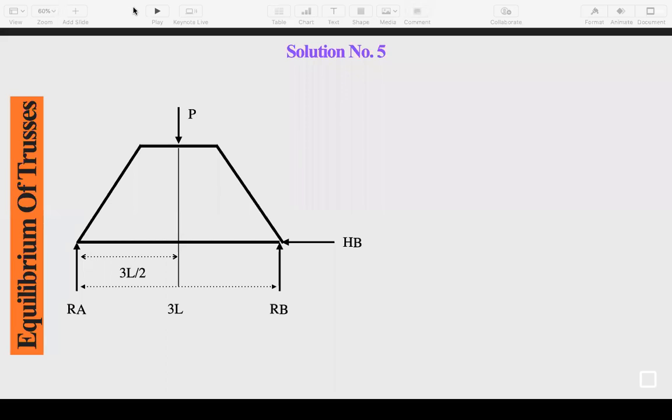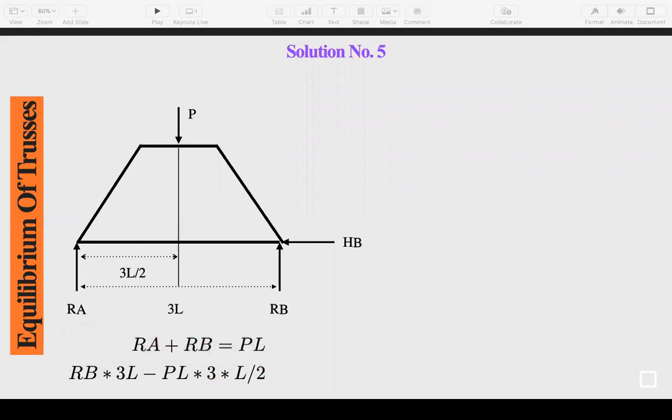Now here I have drawn the FBD of a truss, the complete truss. We require RA and RB. By mistake, I have written here P. It is not P. It is PL. Remember this. So it is not exactly P, it is PL. So now find out this.